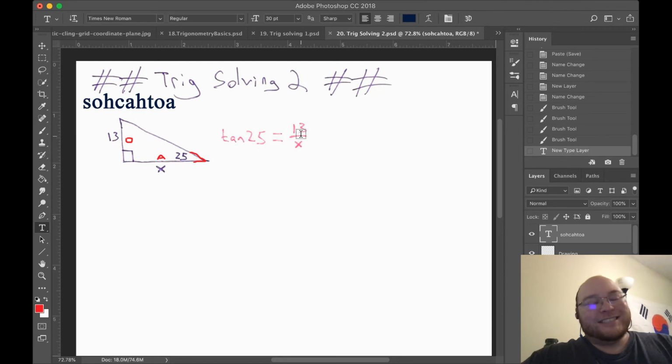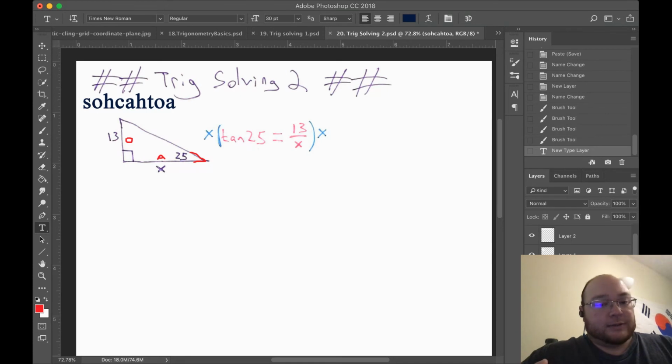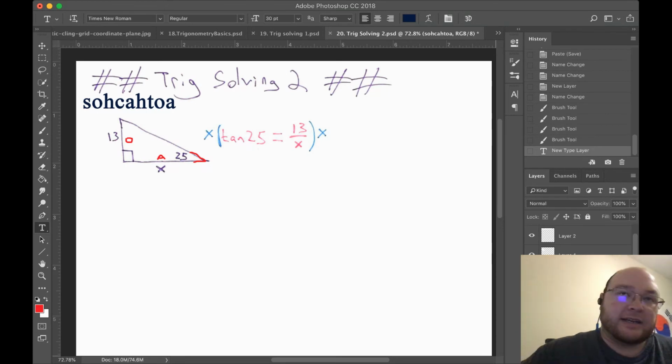So what's different here compared to usual now is that X is on the bottom instead of on the top like it usually was for that last section. So what we've got to do is manipulate this equation so that X is not there. So the first way of doing it is just to multiply both sides by X, because you always multiply, that's the opposite of dividing. And that's technically 13 divided by X.